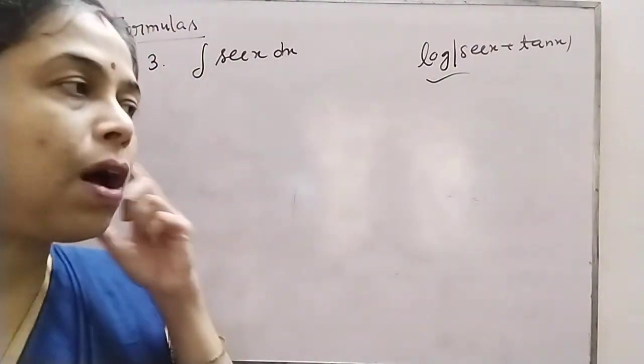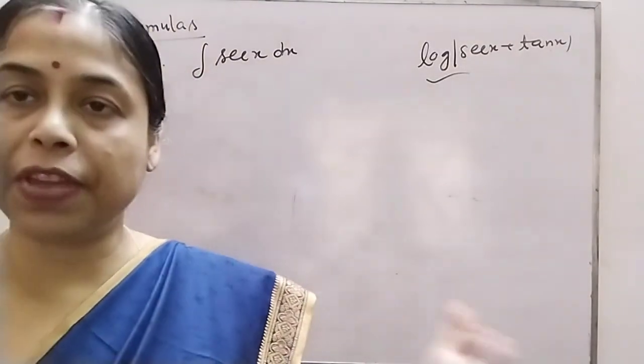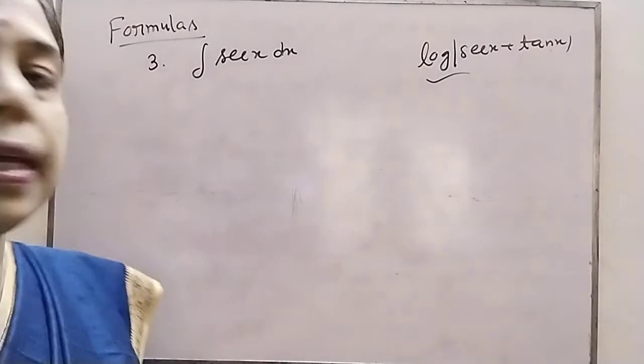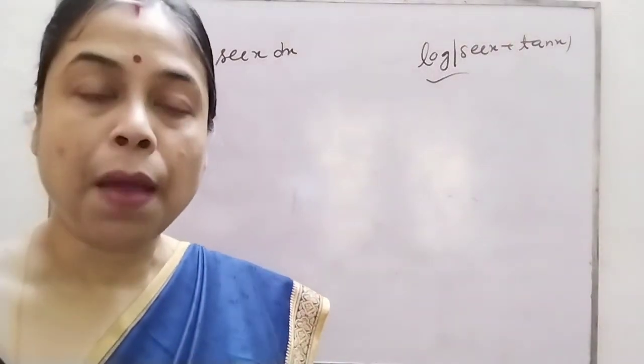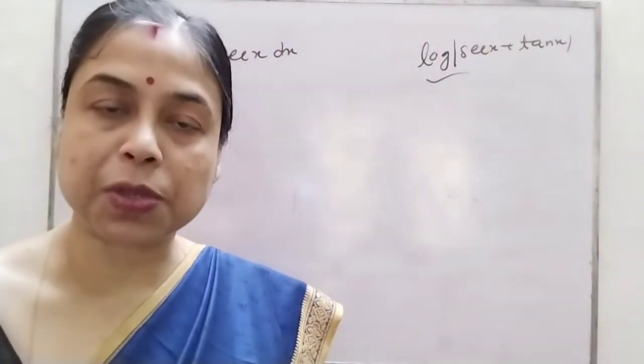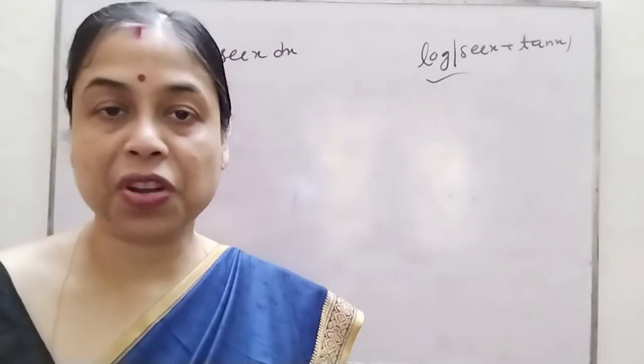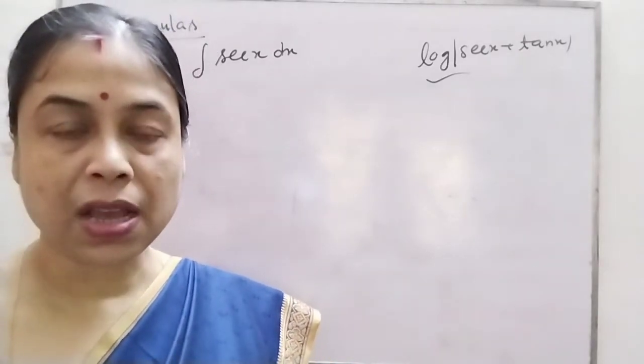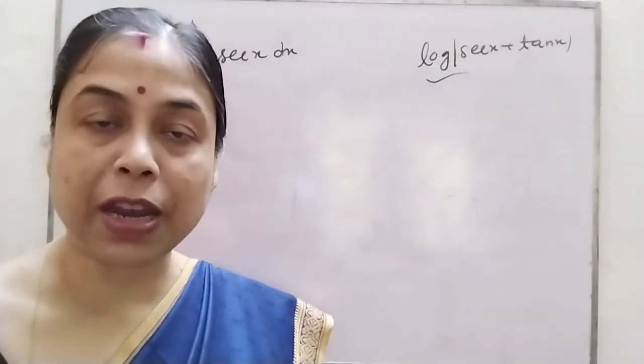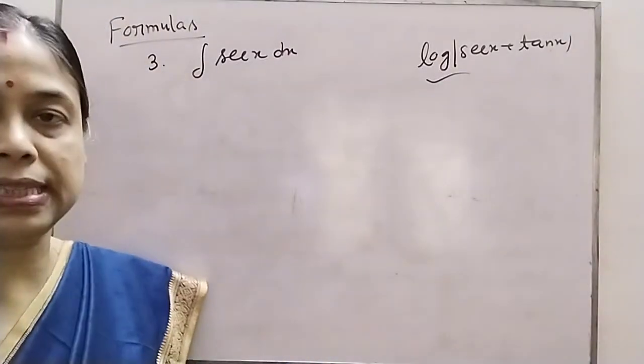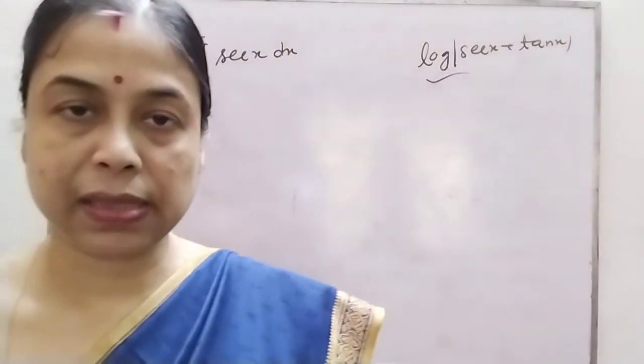Now you see, as in the previous questions, I can write sec x as 1 by cos x. But with 1 by cos x, the substitution of cos x gives you sin x, and the derivative is not present. So it will not give you any benefit if I write sec x as 1 by cos x.